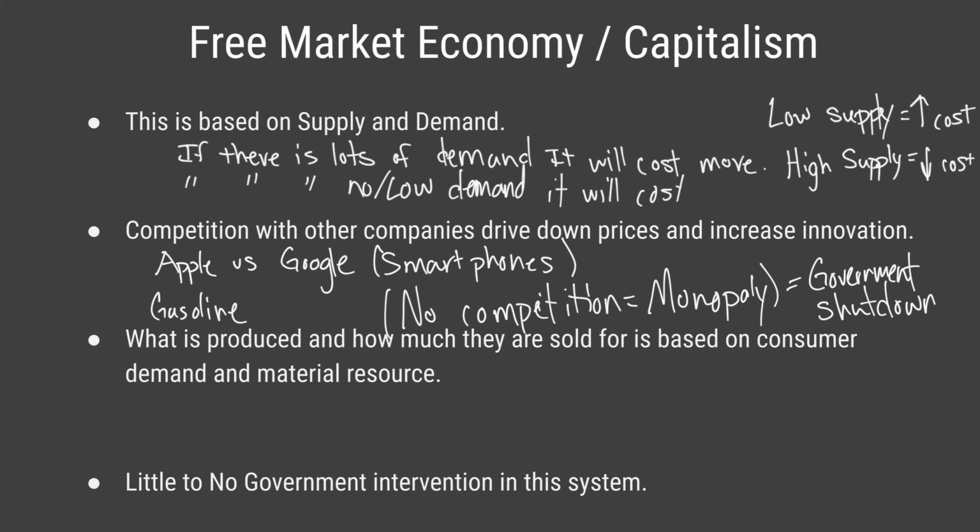And then in a free market economy, what is produced and how much they are sold for is based on consumer demand. We talked about this up here with the supply and demand system as well. But it's ultimately up to consumers. If something is too expensive for consumers, they won't buy it, right? It's reactionary is what we say. So a company might set a price initially, and if it sells really well, they'll keep that price or maybe even try and raise it a little bit. If it's not selling at all, they'll maybe lower the price within reason and see if they can encourage more people to buy it.